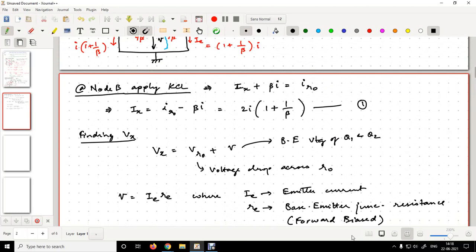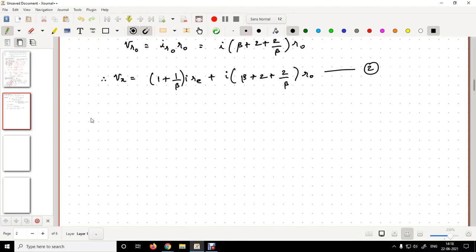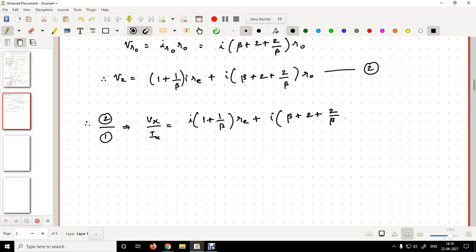Equation 1 is Ix, equation 2 is Vx, therefore equation 2 by 1 gives me Vx by Ix. This is I into 1 plus 1 by beta into RE plus I into beta plus 2 plus 2 by beta into R naught, divided by Ix, which is 2 into I into 1 plus 1 by beta.